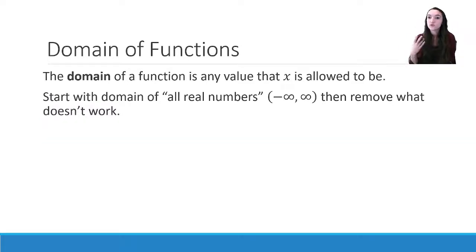So first, we've already talked a little bit about domain when we dealt with relations. We talked about how to find the domain given a graph or a set of numbers, etc. But now we're going to talk about how to find the domain when we have an equation. So to do this, remember that essentially the definition of domain is all values that x is allowed to be. So we start with a domain of all real numbers and then we remove what doesn't work.